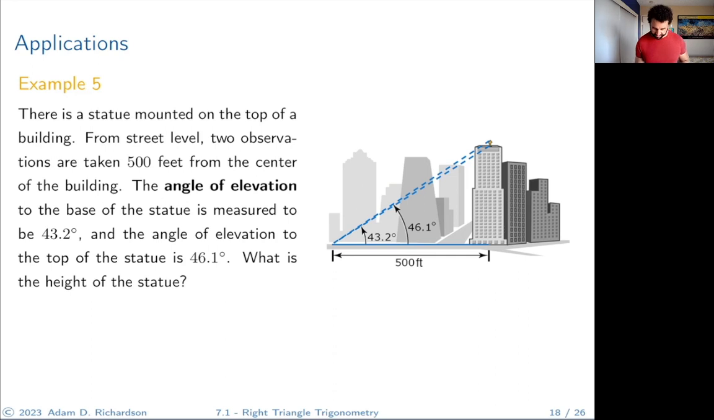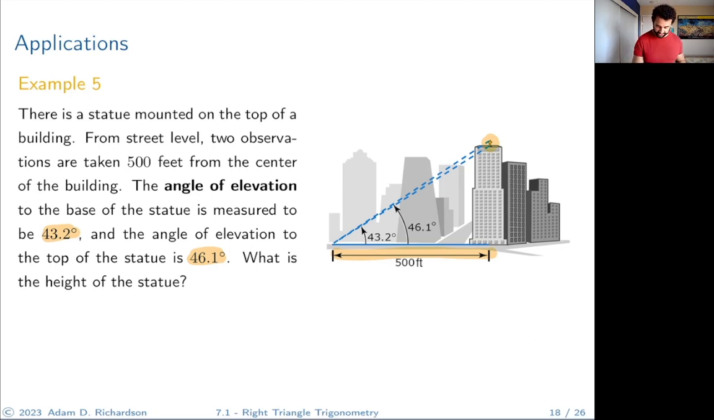There's a statue mounted on the top of a building. From street level, two observations are taken, 500 feet from the center of the building. So this length is 500 feet. The angle of elevation to the base of the statue is measured to be 43.2 degrees, and the angle of elevation measured to the top of the statue is 46.1 degrees. So what's the height of the statue? That's what we want to figure out.